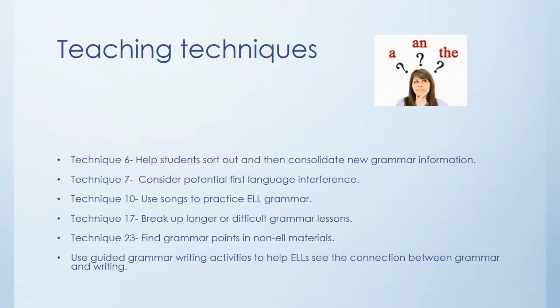Now, the teaching techniques from Chapter 5 that I found and would use based on what I talked about: helping students sort out and then consolidate new grammar information. And I think by just identifying what the articles are and then them producing the language and giving an explanation definitely plays into Technique 6. Consider that potential first language interference that we determined earlier.